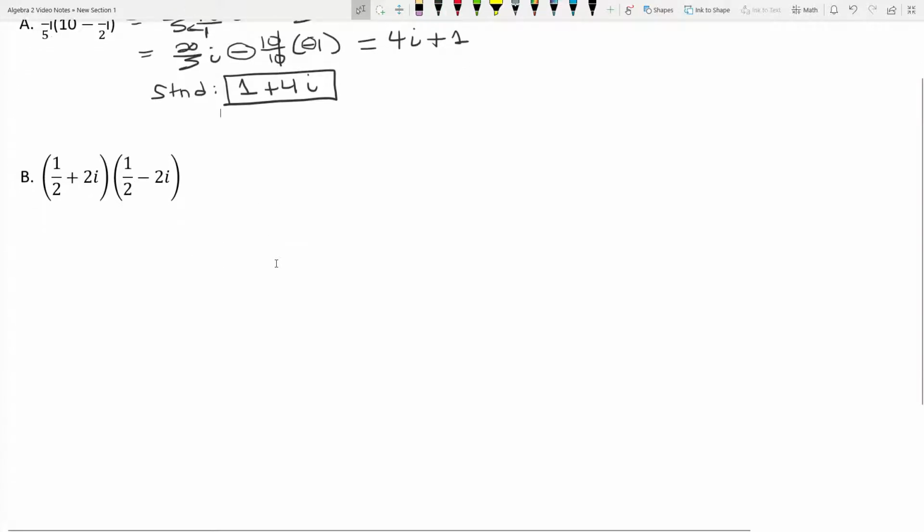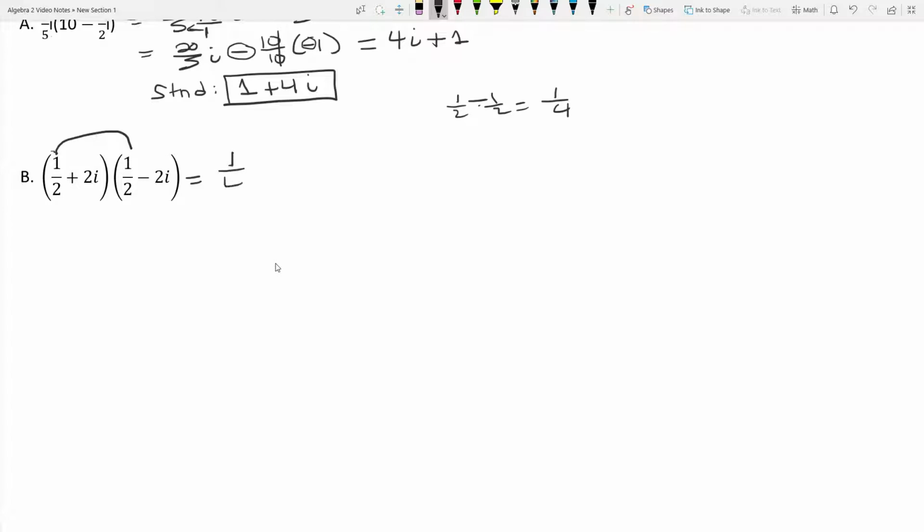All right, so now let's look at the next one. So we're going to distribute, or FOIL. So we got to do 1/2 times 1/2. Well, 1 times 1 is 1, 2 times 2 is 4, so it's 1/4. Now what's half of -2? Well, half of -2 is -1. So we got -1i, invisible 1. I'm not going to write the 1 there.